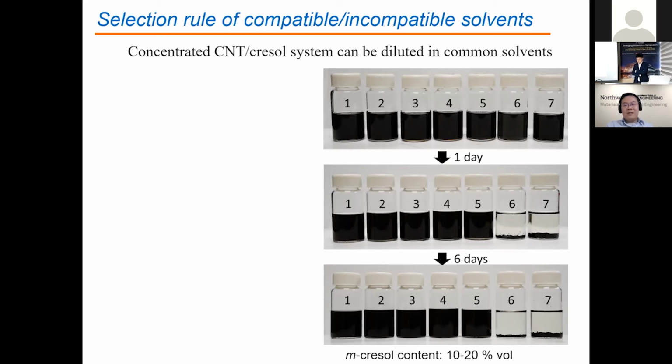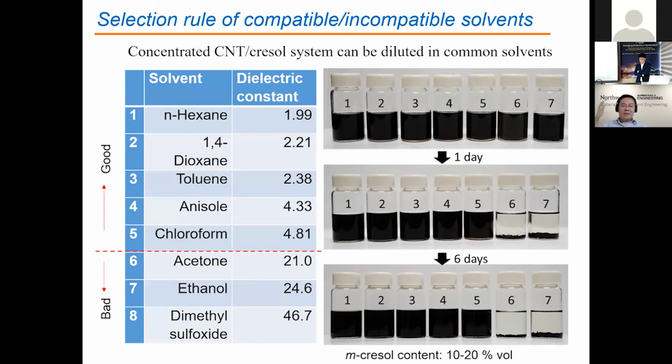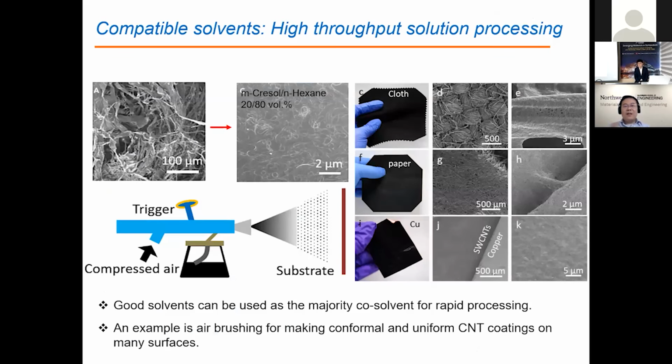And again, using hydrogen NMR, we were able to figure out a selection rule. We now know mechanistically what kind of solvent is compatible with this charge transfer complex. If you look at this list, hexane, toluene, and chloroform are all very common industrial solvents. If you look at other solvents like acetone and ethanol, and including methanol, these are not compatible, so nanotubes will crush out. And I will show you that the compatible solvent is very handy for high throughput solution processing.